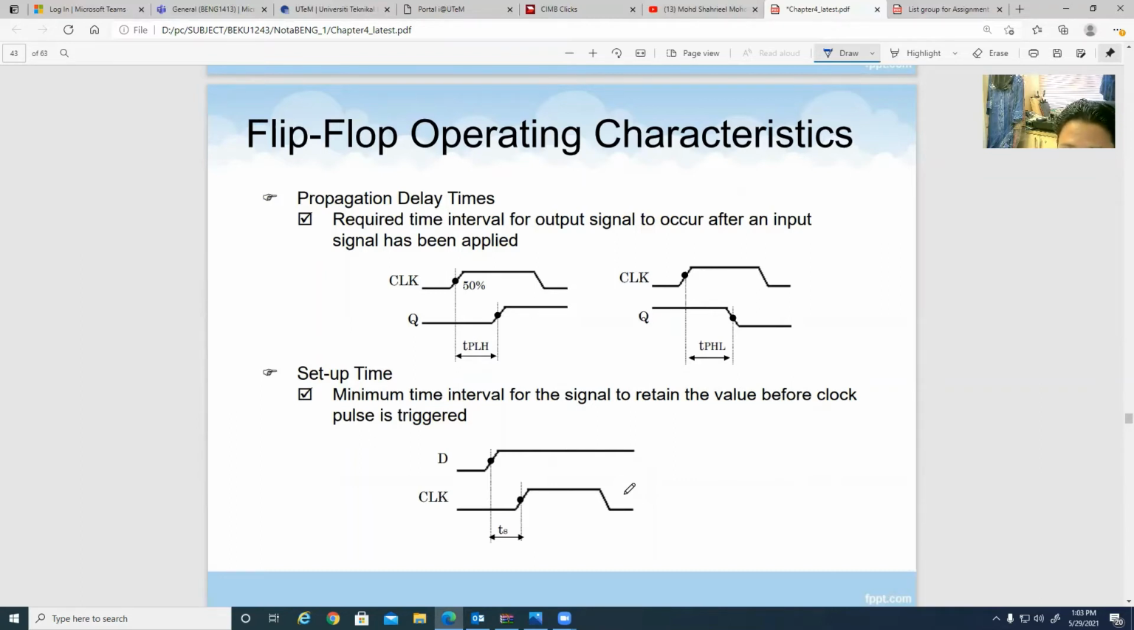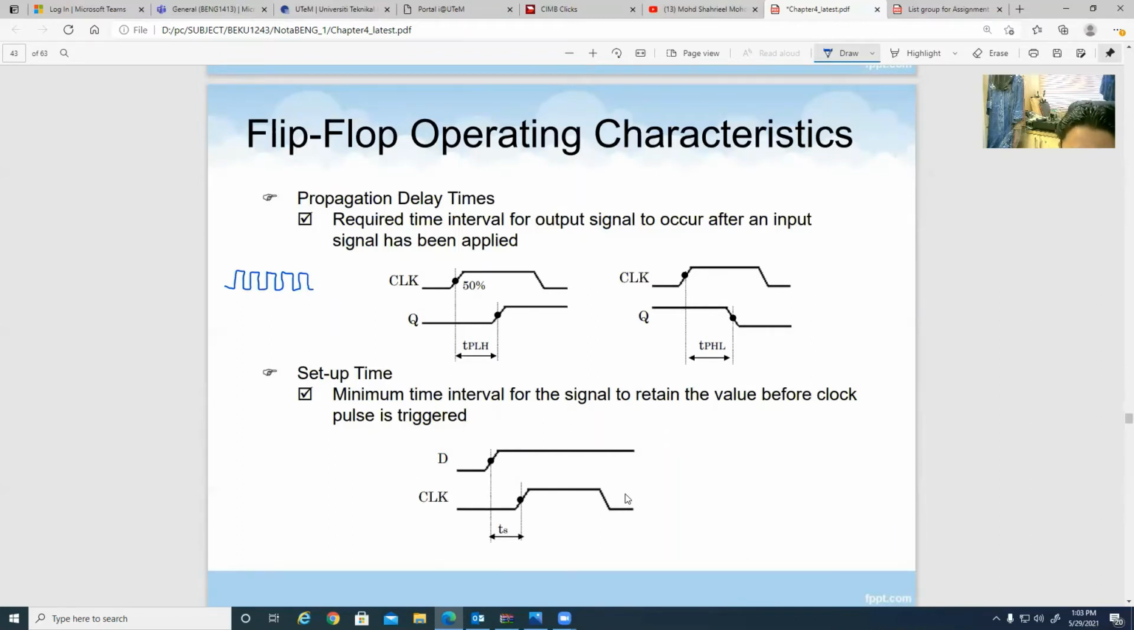First, you have to know the propagation delay times. These are the required time intervals for the output signal to occur after an input signal has been applied. In a real application, the clock will not be very smooth like the ideal clock. This one we call the ideal clock.